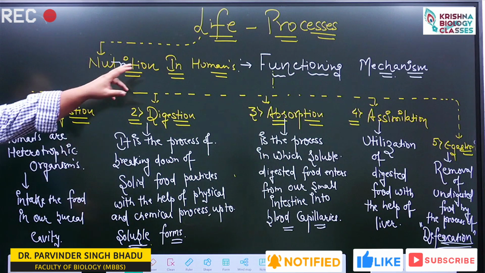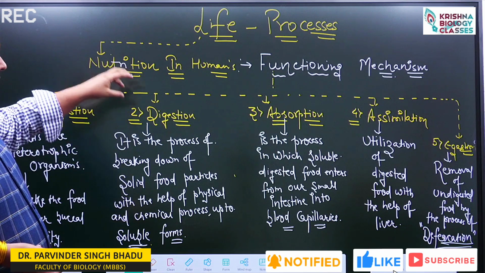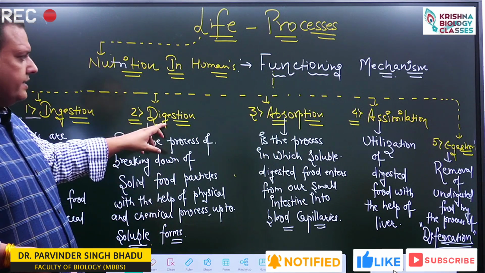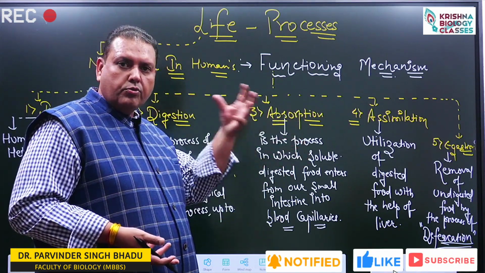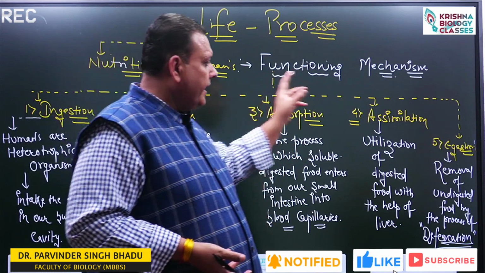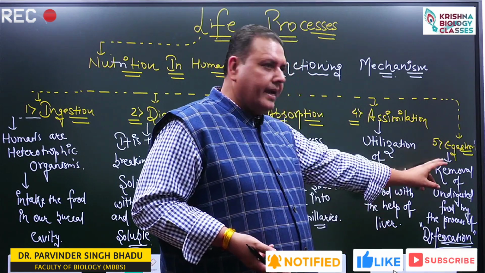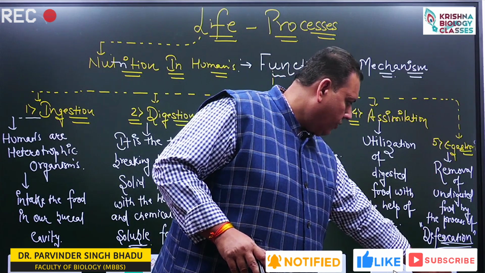We need to follow the following mechanism. We take in food, that is ingestion. We break it down with the help of physical and chemical means, that is digestion. Once it is broken down, we absorb it by the process of absorption. Later on we utilize it, that is assimilation, and we remove the undigested food, that is egestion.